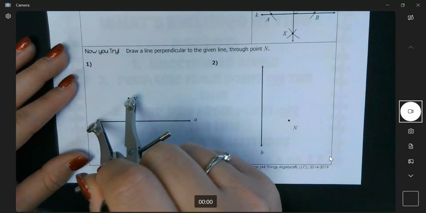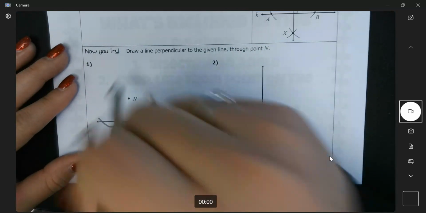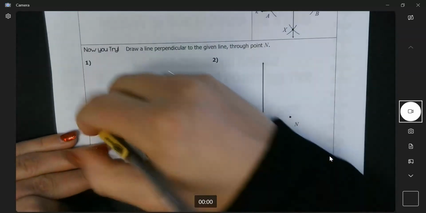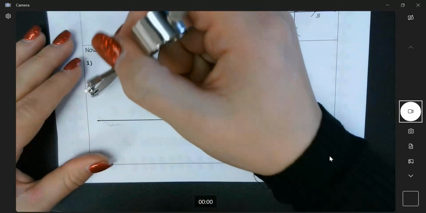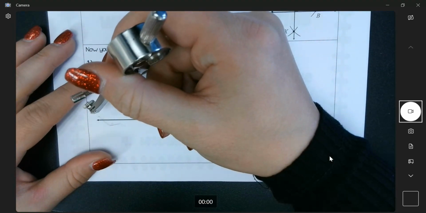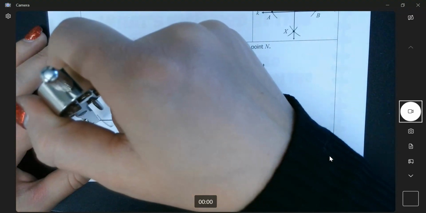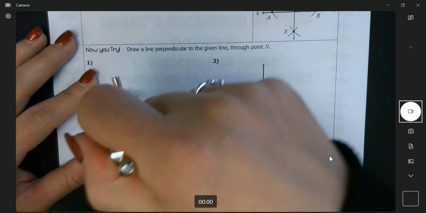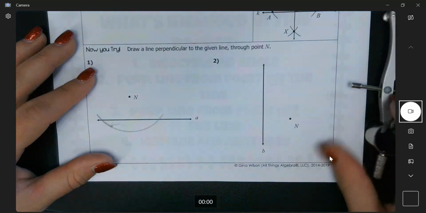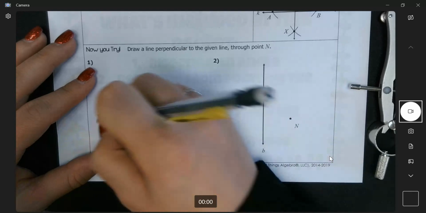So I'm going to just check and make sure, test it out. Hold on. Let's restart that one. Yeah, I put too much pressure on my compass and it moves. Okay. Two. There we go. And then just mark where those intersection points are so you see it easier.